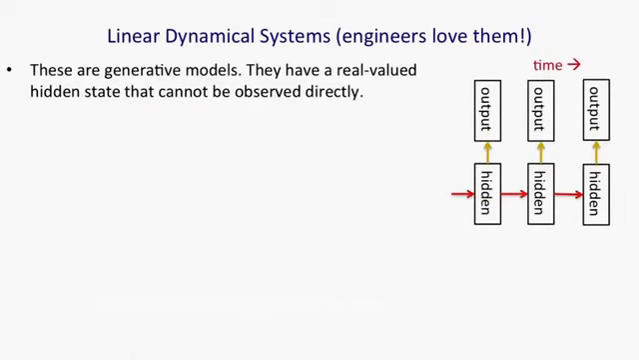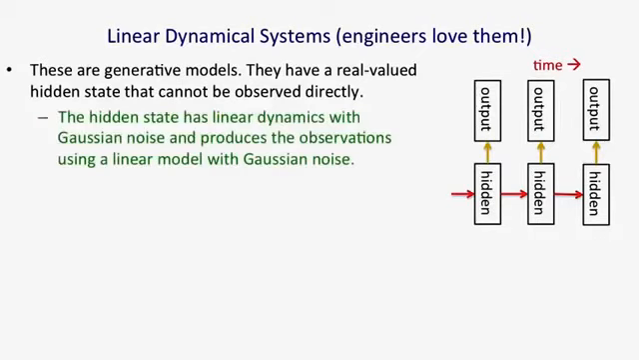So one standard model is a linear dynamical system. It's very widely used in engineering. This is a generative model that has real valued hidden state. The hidden state has linear dynamics, shown by those red arrows on the right. And the dynamics has Gaussian noise, so that the hidden state evolves probabilistically.